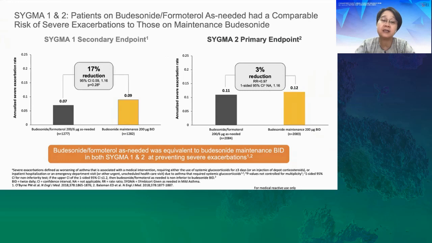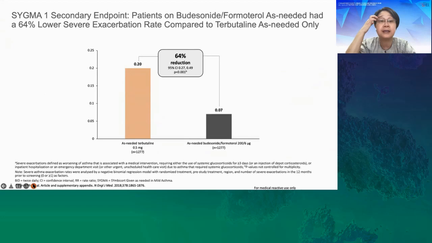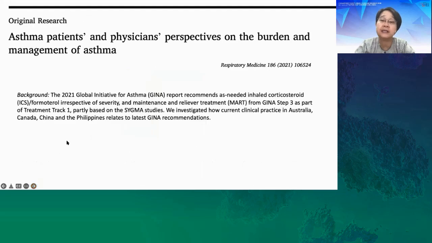So ICS formoterol on a PRN basis was equivalent to budesonide maintenance twice daily in both Sigma 1 and 2 at preventing severe exacerbation. So this tells us that PRN, compared to a regular dose, can still decrease severe exacerbations in mild asthma. And patients on budesonide formoterol had a 64% lower severe exacerbation rate compared to our famous SABA alone. Right? So this should convince you that intermittent therapy is important.